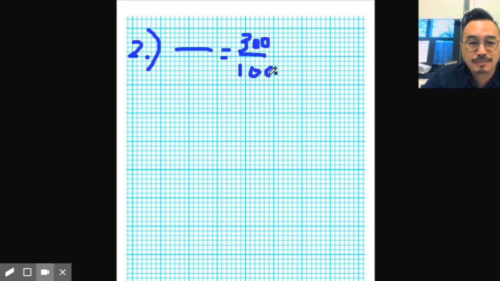Percent out of 50. Okay, out of 50. So in other words, they're asking for the part, right? So you can cross multiply and divide. I already know what the answer is. It's 15.